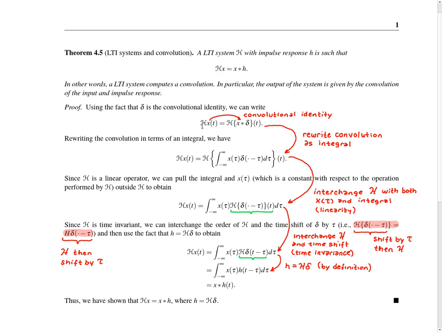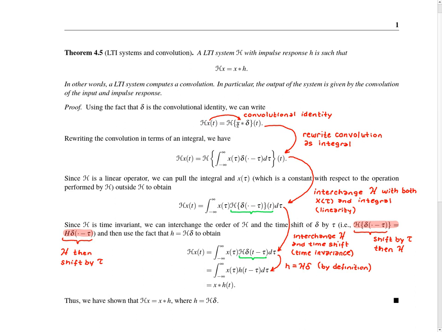So starting from the left-hand side, we simply have this expression here. And the first thing we're going to do is we're going to use the fact that delta is the convolutional identity. And the way we're going to use this is we're going to take the x here on the left-hand side and rewrite it as x convolved with delta. Because delta is the convolutional identity, convolving any function with delta doesn't change anything, and we get back the function x. So this is a valid thing to do.